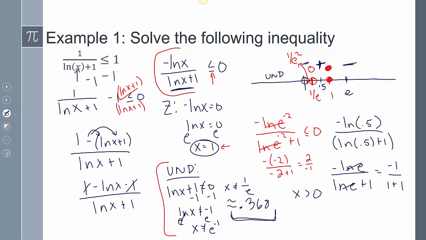And so my answer is going to be this region, because it's less than 0, and this region here. And so my answer is going to be from 0 all the way to 1 over e, and it's an open circle because we said that the 1 over e is the undefined value, and then union bracket from 1 to positive infinity.